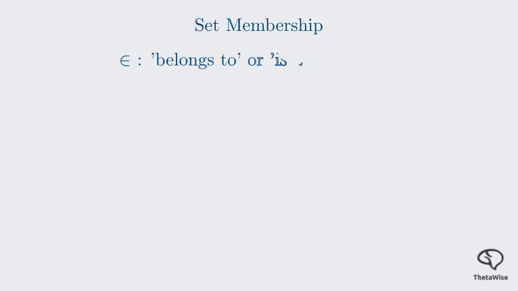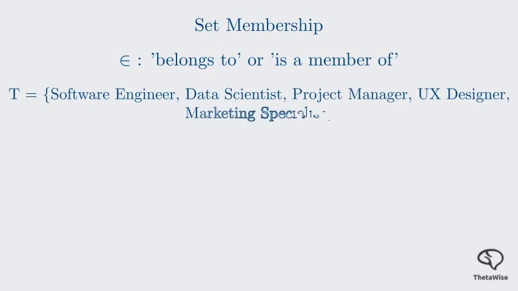Now that we know what sets are, let's learn how to describe the relationship between an element and a set. We use the symbol that looks like a curved E to mean belongs to, or is a member of. Let's use our company's job title set T. We can say that software engineer belongs to the set T. This is a true statement.